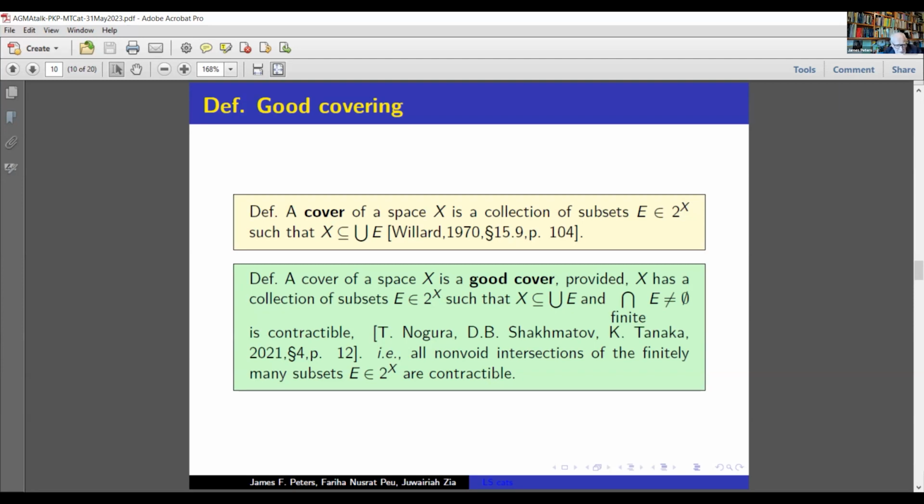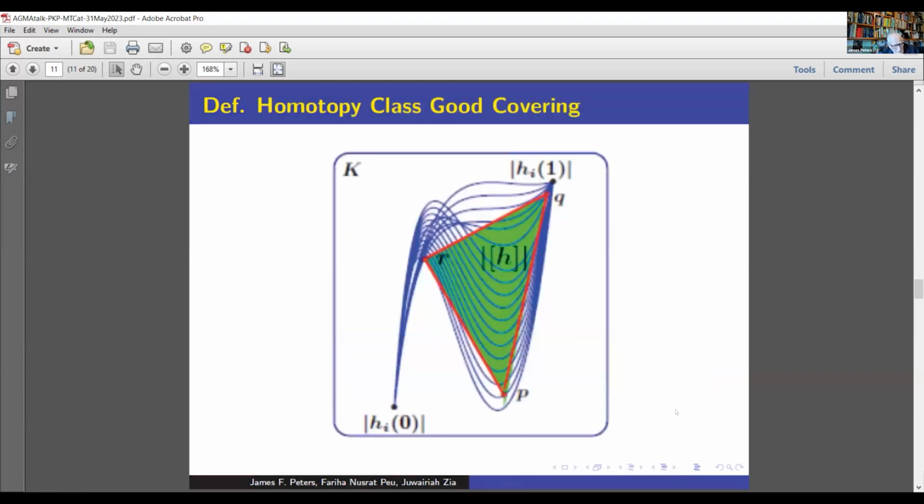Here, a space X has a good cover provided there's a collection of subsets in the space such that X is a subset of the union of those sets, and the intersection of them is finite and contractible. And the notion of contractible is new in the notion of a cover.